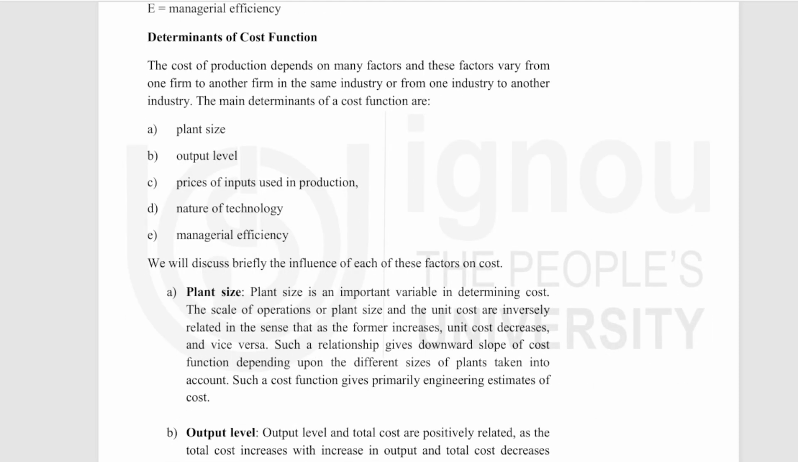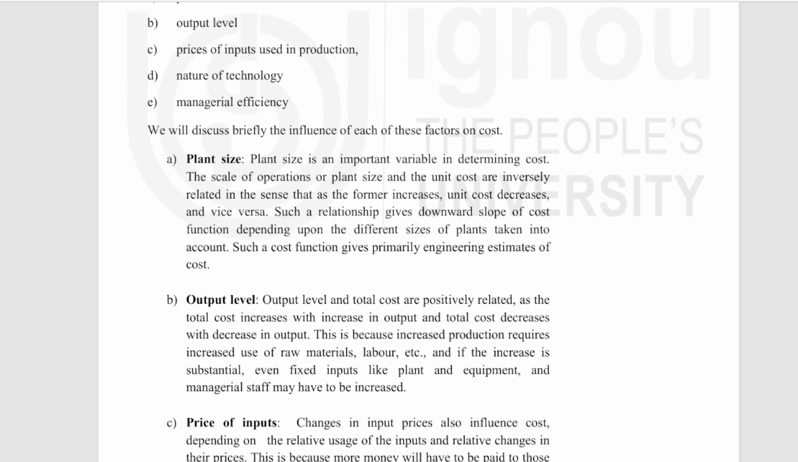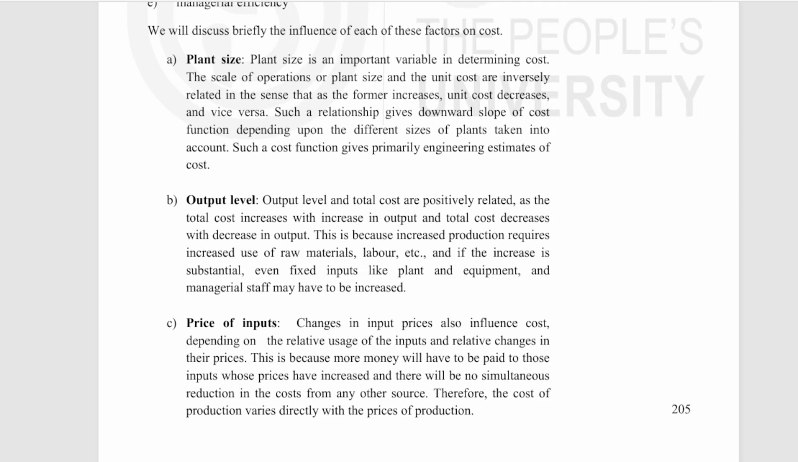Determinants of cost function. So the cost of production depends on many factors, and these factors vary from one firm to another firm in the same industry or from one industry to another industry. The main determinants of a cost function are plant size, output level, prices of input used in production, nature of technology, and managerial efficiency. So one by one, we will discuss, what is plant size.